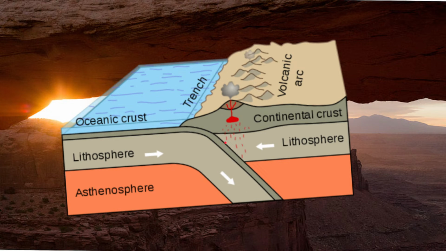So over here is a picture. You can see the asthenosphere, the lithosphere, and then the continental crust and the volcanic arc. So this is basically a little more in-depth example of it. The trench over here shows a small gap going down. That's a trench, and you may have heard of the Mariana Trench. That's the deepest trench in the world.